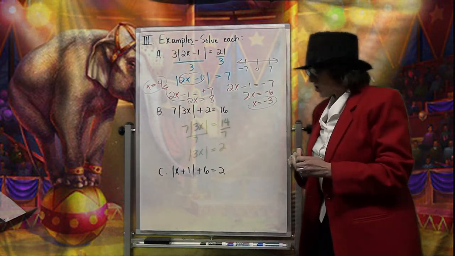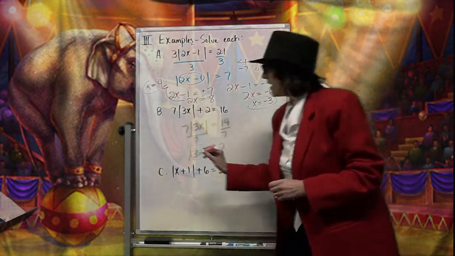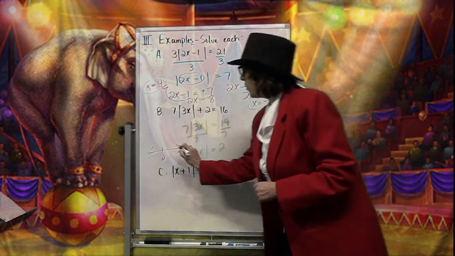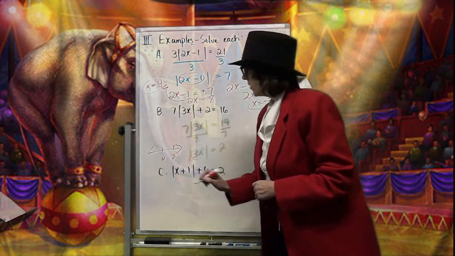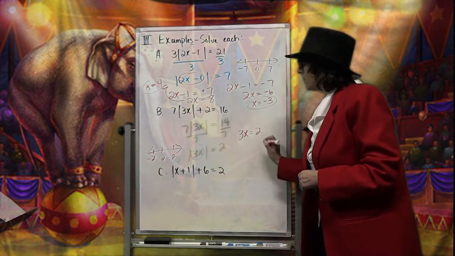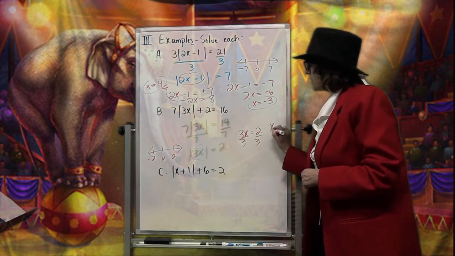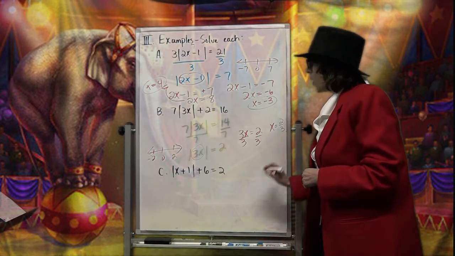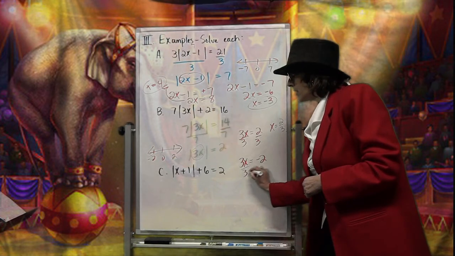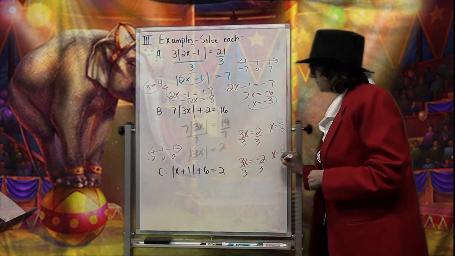So that means the stuff inside that absolute value, when I think about that number line, is going to have a distance of 2. Well, that means the stuff in there could be a 2, or it could be a negative 2. So the 3x could be a 2, in which case I'm going to divide by 3 and get x equals 2/3. Or the stuff inside there could be a negative 2, in which case, again, I'm going to divide by 3 and get x equal to negative 2/3.